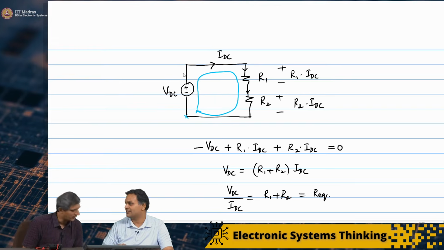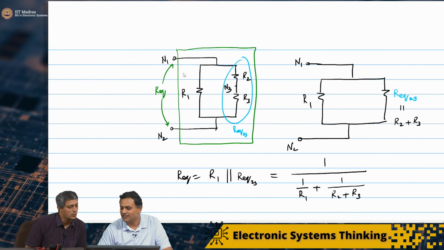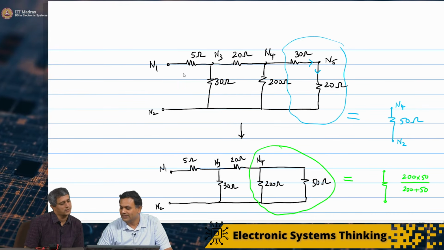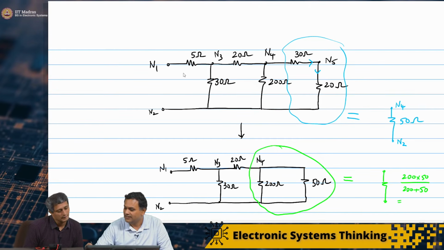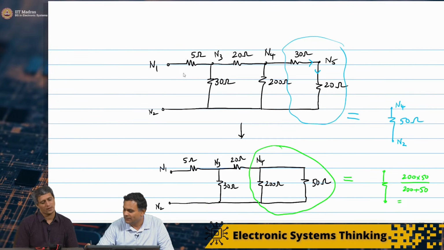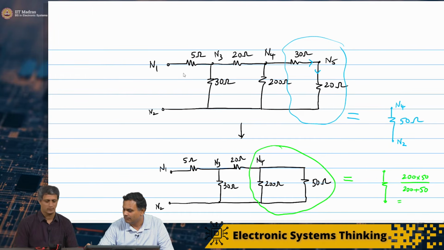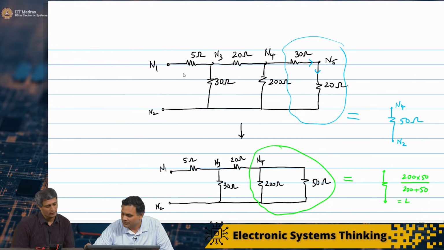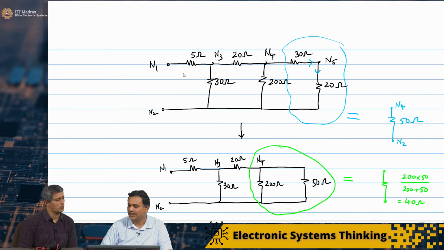Than each individual resistor. Exactly. Correct. That's a good sanity check. So in this case, we said that this is 1000 by 25, which is 40 ohms. Right? Perfect.